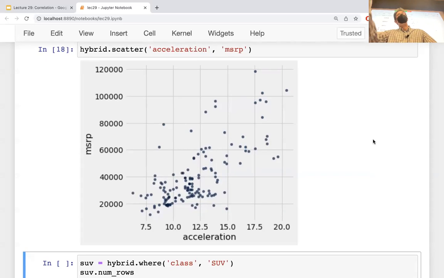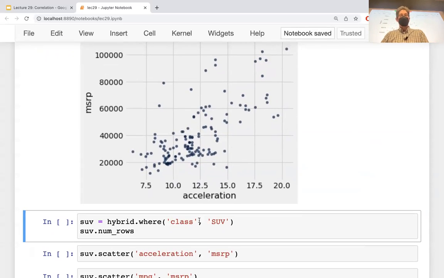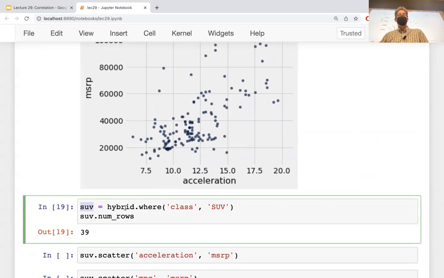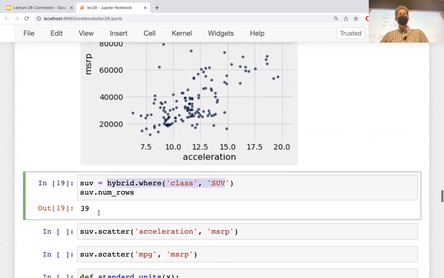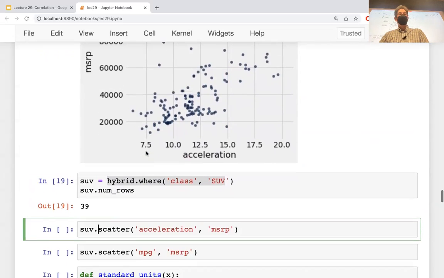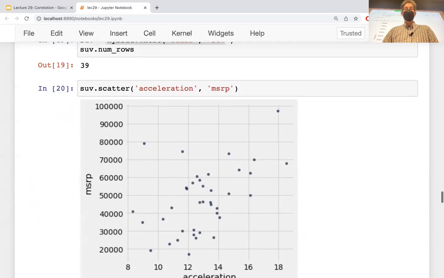Okay, but then the other issue is some of them are just huge. So one way to control for that is to look at the class. If you look at just the sport utility vehicles, then those tend to be the largest ones. And there's 39 of those hybrid sport utility vehicles. We could then just look at the acceleration versus price among those.